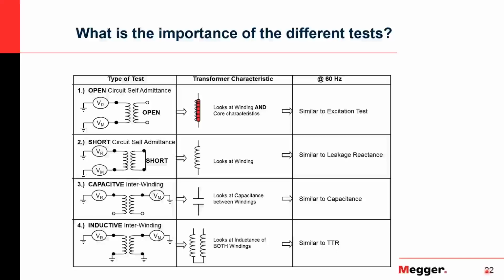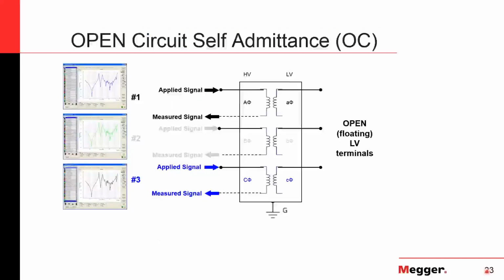to 2 megahertz. And then the inductive inner winding, once again, is similar to the capacitive inner winding, but now we're grounding off the opposite portion of that winding. It looks at the inductance of both windings, and it's similar to your TTR test. If you've ever done a TTR test with your power factor test set where you use that reference capacitor, that's a 60 hertz measurement. This is over a variety of frequencies, but if you look at the low frequency response on this inductive inner winding test, you can actually see and calculate the turns ratio of your transformer.